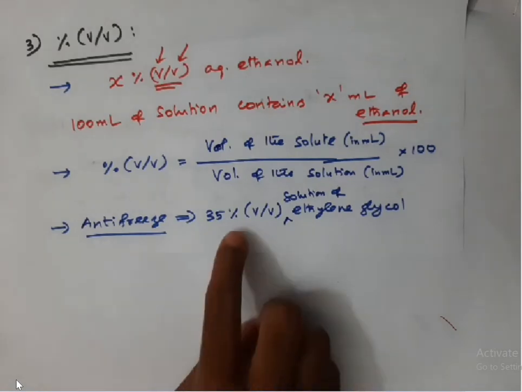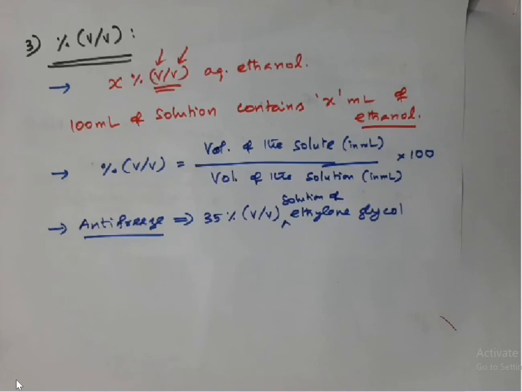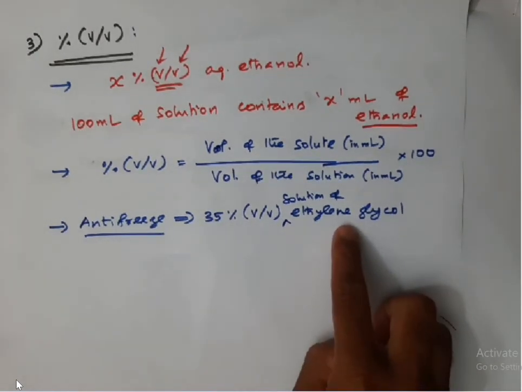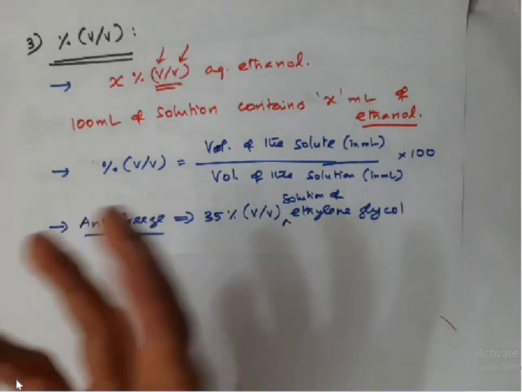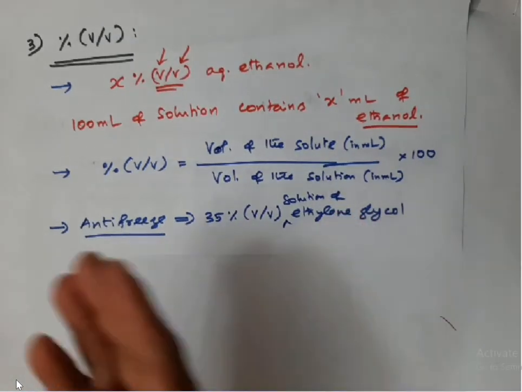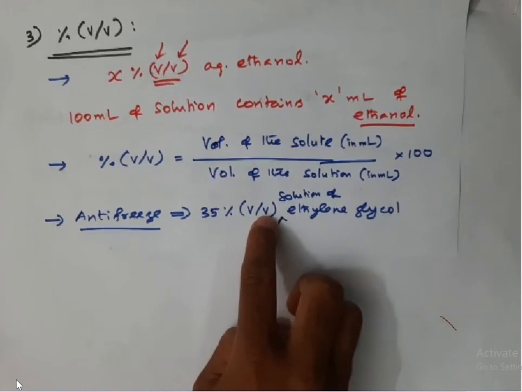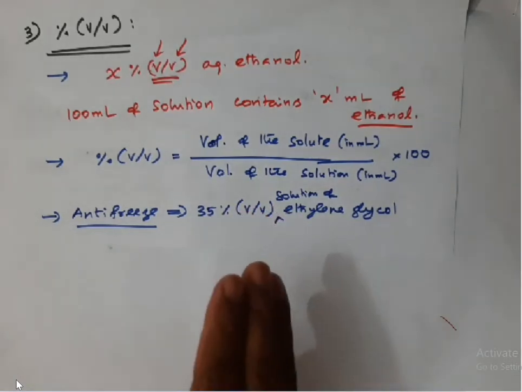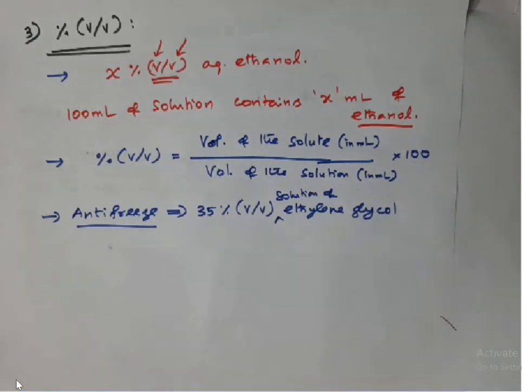Now, what is the meaning for this, students? 35% volume by volume solution of ethylene glycol. What's the meaning? 100 ml of solution contains 35 ml of ethylene glycol. Very good. Ethylene glycol is also liquid, and water is the solvent here. So the total mixture is a liquid, and your solute is also liquid. Therefore, you should define like this: 100 ml, the second V represents solution, the first one represents solute. Both should be in volume. So 100 ml of solution contains 35 ml of ethylene glycol. That's the meaning for this concentration, 35% volume by volume. Is this clear, students? Any doubt? No doubt, sir.